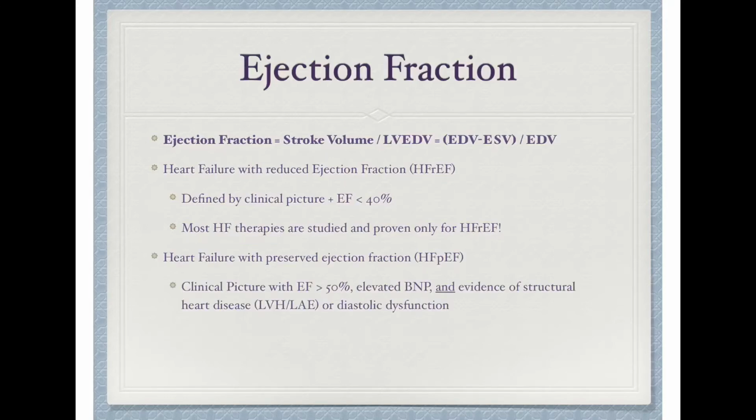Heart failure with preserved ejection fraction refers to those patients with an ejection fraction greater than 50% and clinical symptoms, in addition to other markers such as elevated natriuretic peptides, which indicate that the heart is under strain and requires elevated pressures to generate adequate cardiac output. They'll also have evidence of structural heart disease on an echocardiography, such as LVH, left ventricular hypertrophy, or diastolic dysfunction.